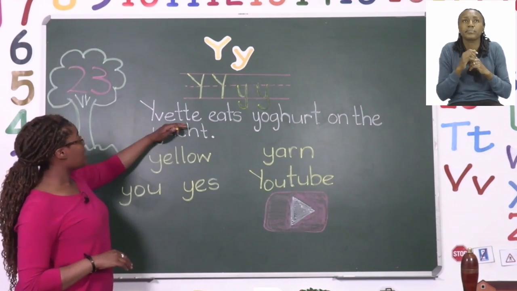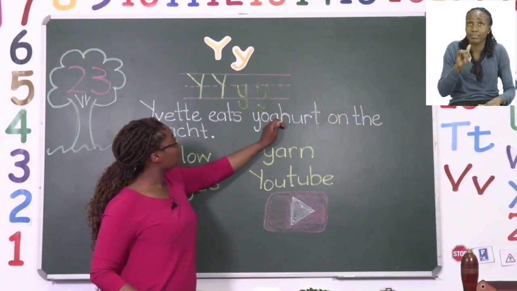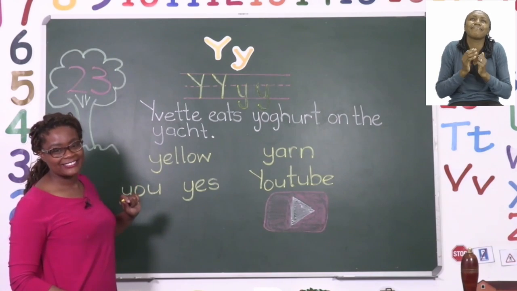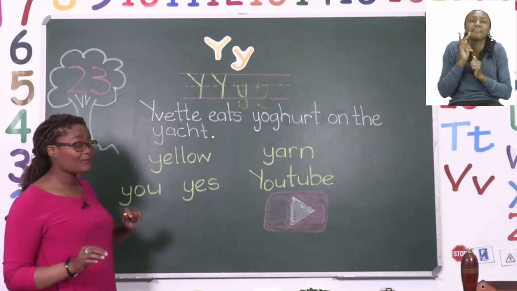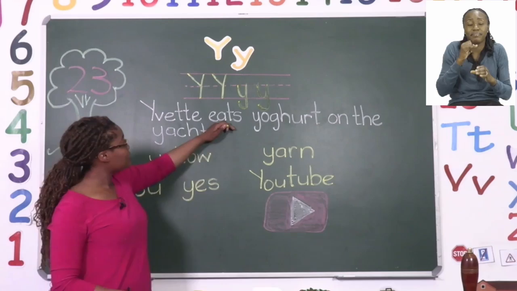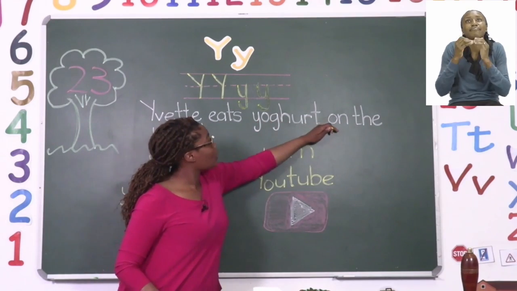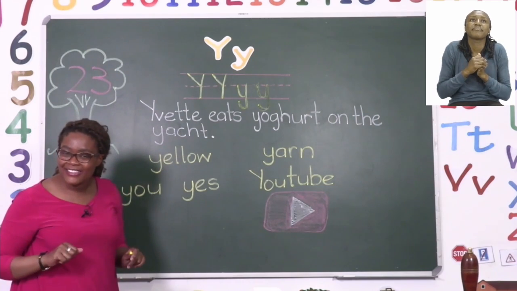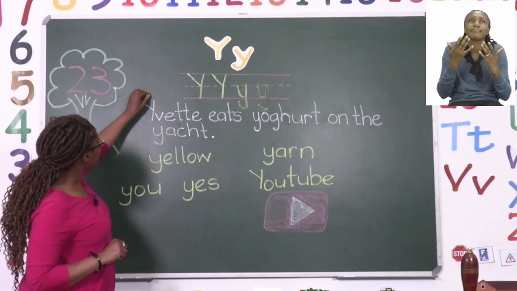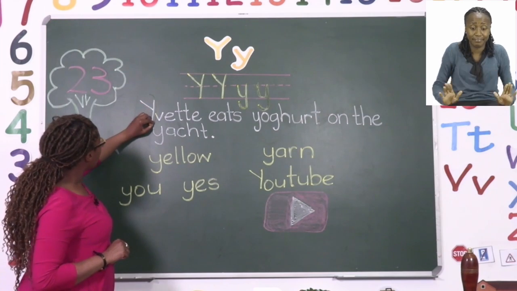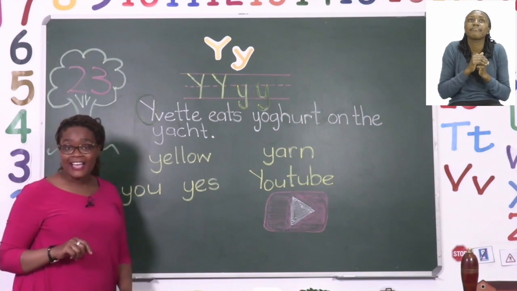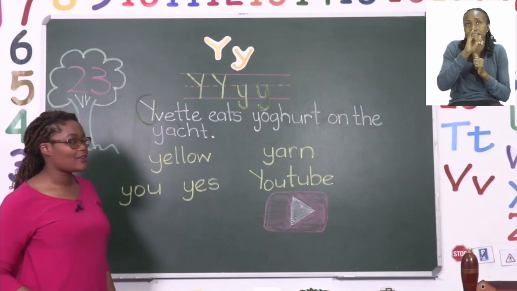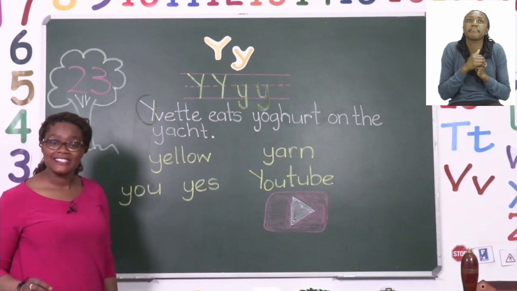It says, Yvette eats yogurt on the yacht. Well done. Let's read it again. Yvette eats yogurt on the yacht. So where can you see the Y? Well, I can definitely see one in the word Yvette, but this one is quiet. He's standing there, but he is quiet. He's not making the Y sound, but we still need to circle him because he's there.